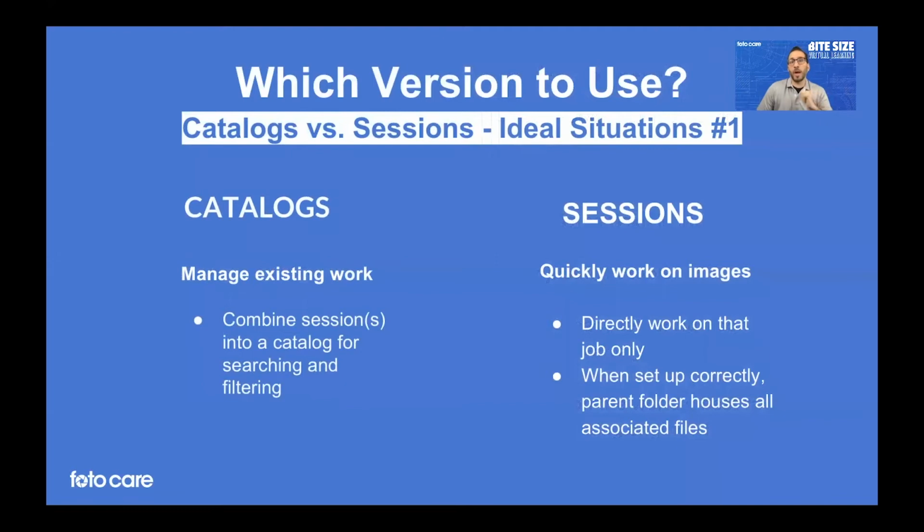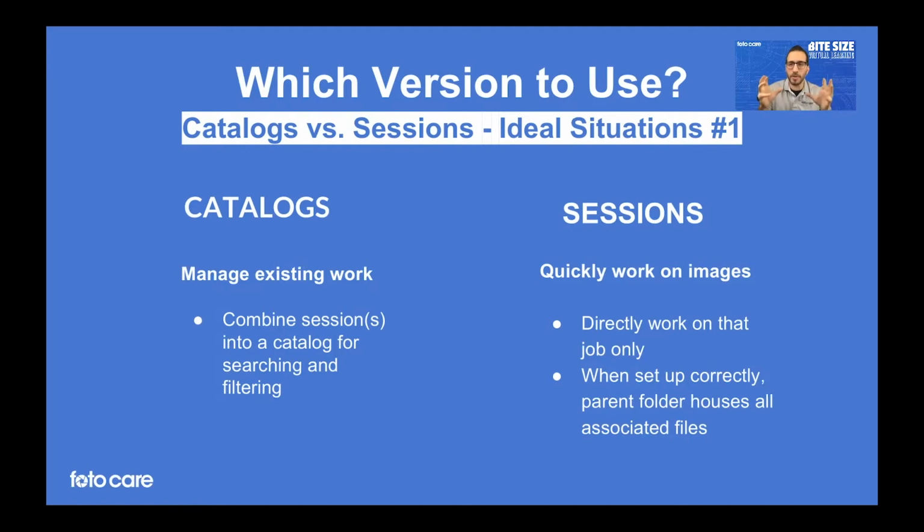So which version do I use? What are the ideal situations? Catalogs are great for managing existing work. You can take sessions that you've done and combine them into a catalog for searching and filtering long process work. Sessions are great to quickly work on the images, directly work on that job and that job only.